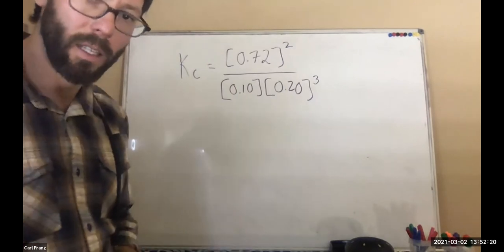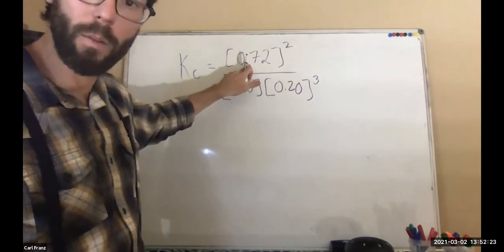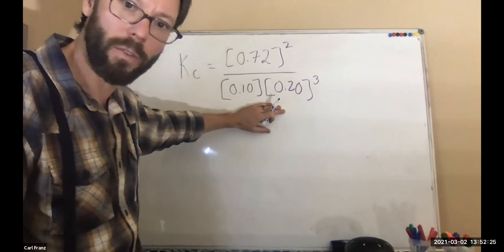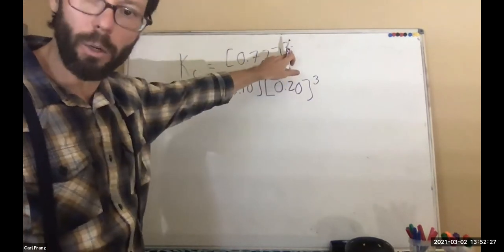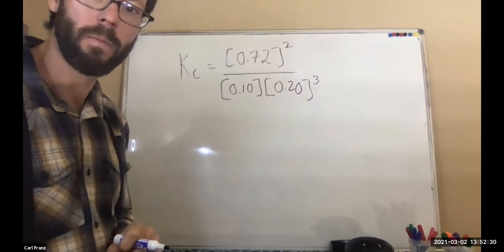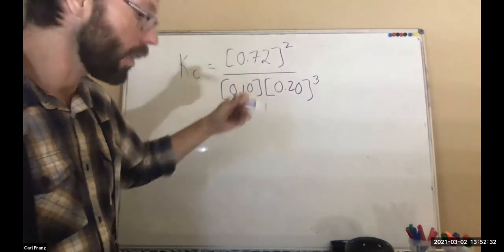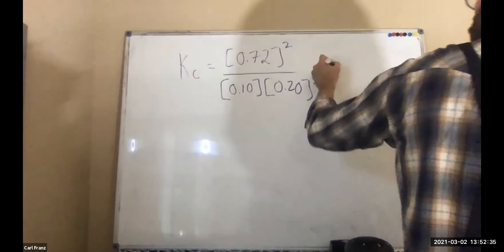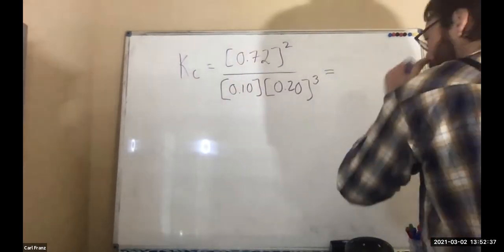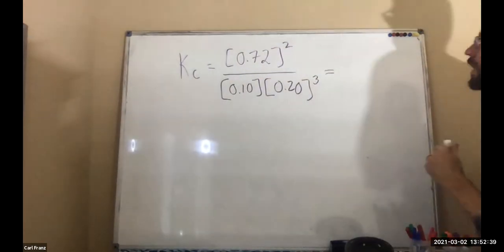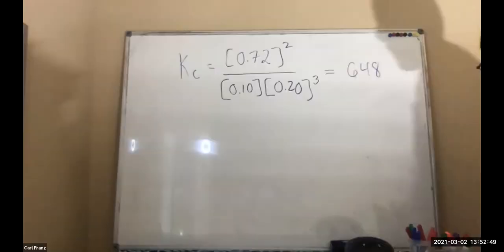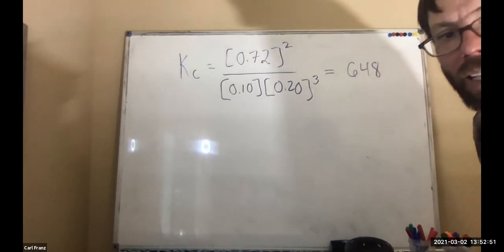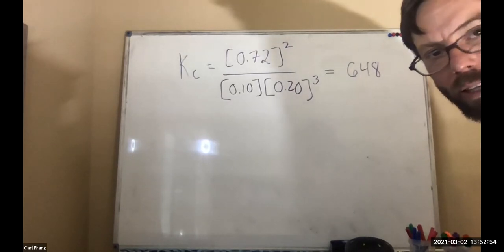Okay, so hopefully you got something like this. The concentration of the product over the concentration of the reactants raised to their respective coefficients. And if you plug that all in, what does that get us? 0.72 squared divided by 0.1 times 0.2 cubed. 648. Okay. Everybody else got that? Anybody get a different? Okay, see a thumbs up.